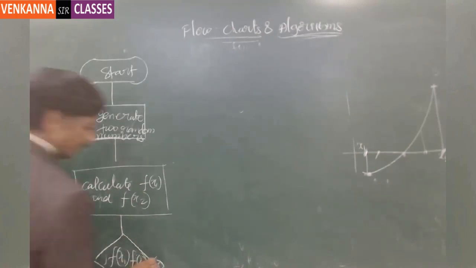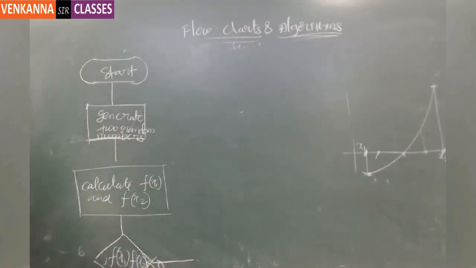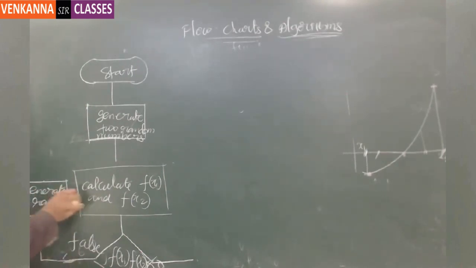So here there are two different cases after checking this. This value may be true or may be false. Suppose if it is false, then what do we need to do? Again generate the random number, and this will be given here. Again it will check for f of x1 and f of x2, with the new value of the random number which was generated here.